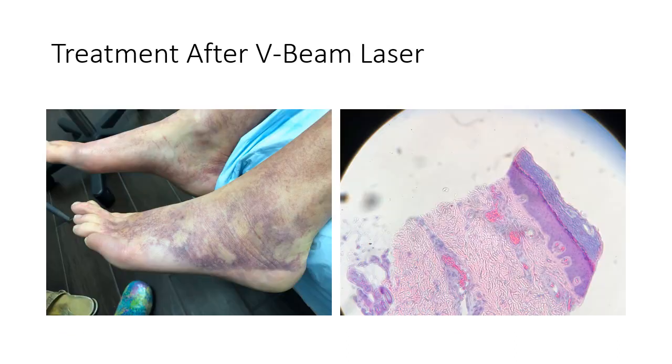Now, this patient had treatment in some areas with the V-beam laser. You can see some clearing of the lesion. On the right is a histological specimen which shows thrombus present. This was taken about 2 days post-treatment. There's thrombi present in the vessel lumen. This is the only way really to treat these. You can try other wavelengths of laser, but 595 seems to be the best in treating this condition.